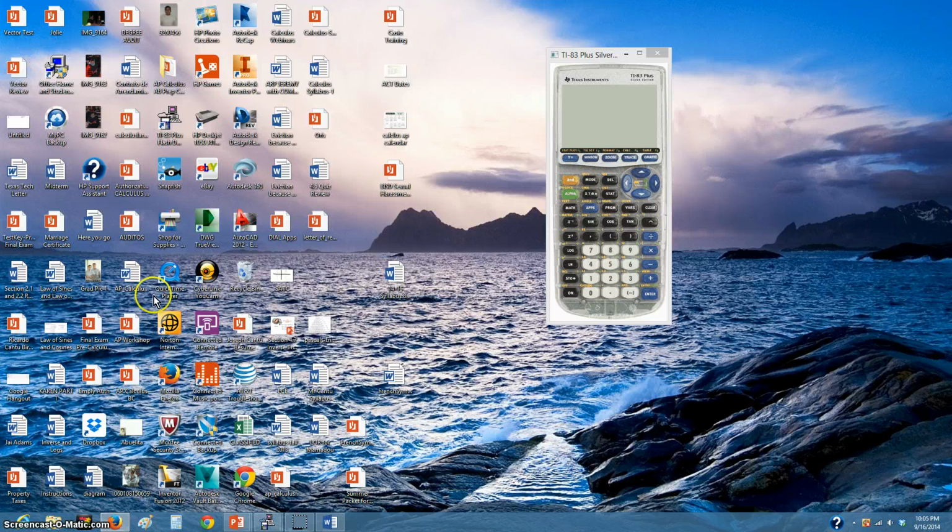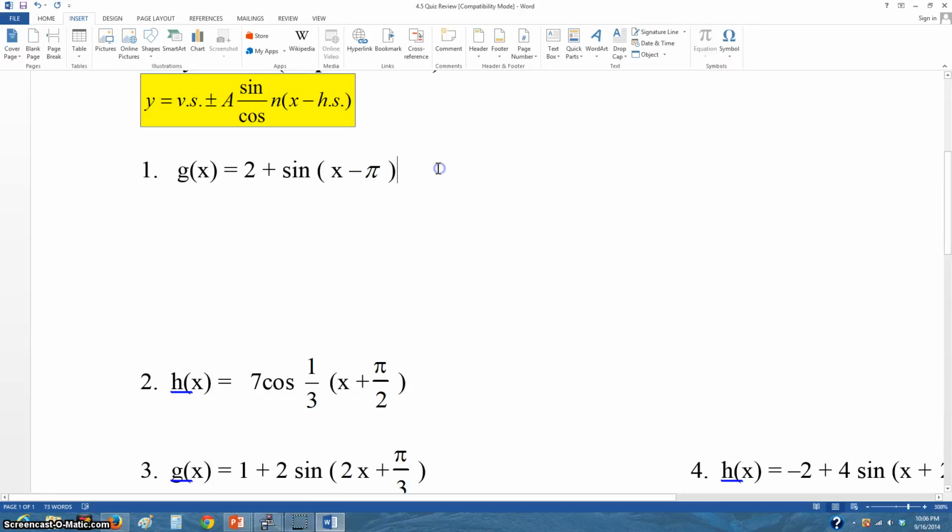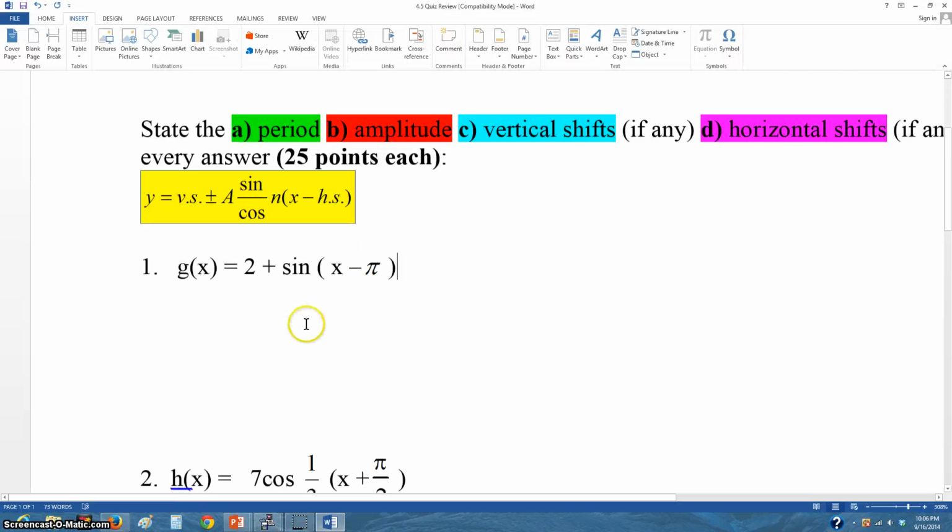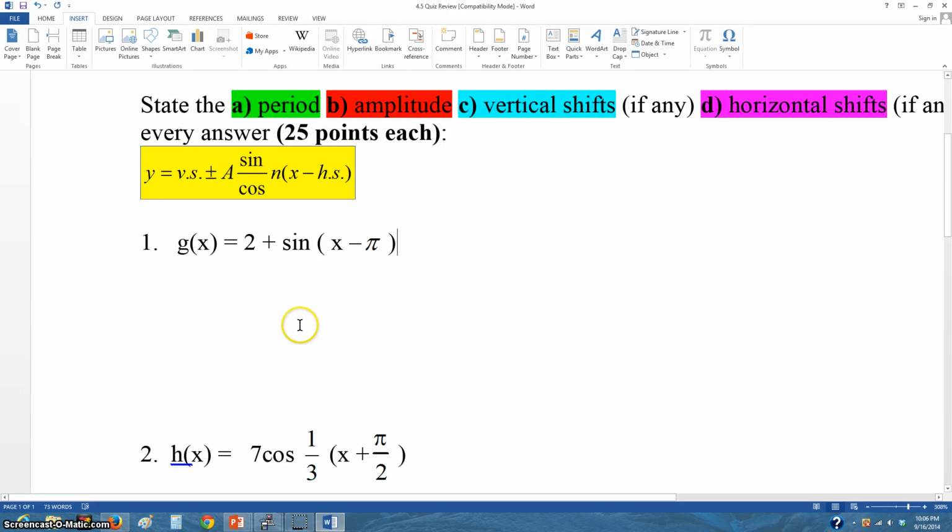Let's see, I'm looking for it right quick. 4.5, let's see. Here we go. Let's see if that will let me. No, it won't. Okay, so we'll just work with what we have.